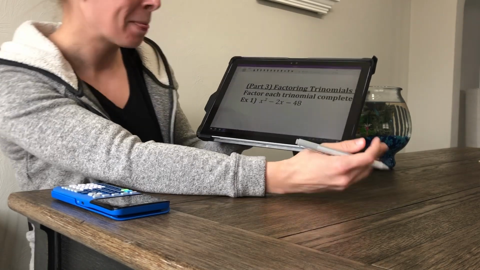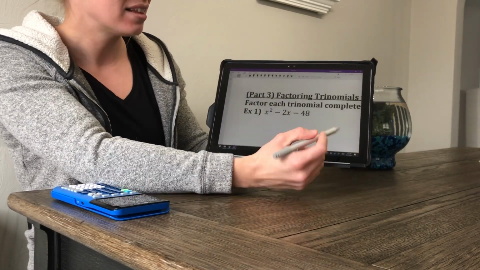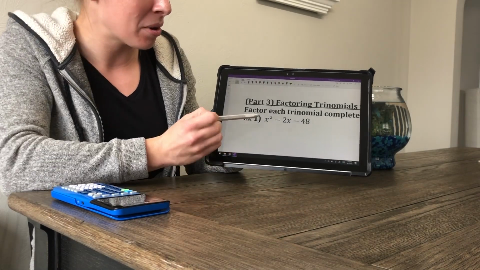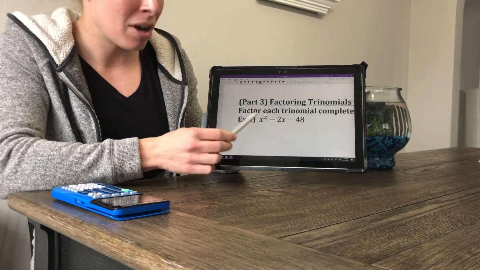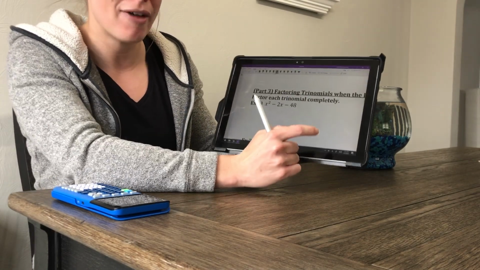Hope yours is better. All right, so x squared minus 2x minus 48, that is a trinomial. The leading coefficient, meaning the number in front, okay? The number in front of x squared is that invisible 1. So that's what we're going to be doing today, factoring that.